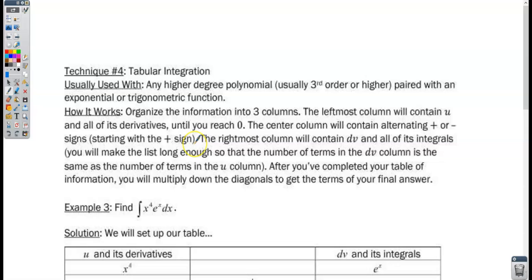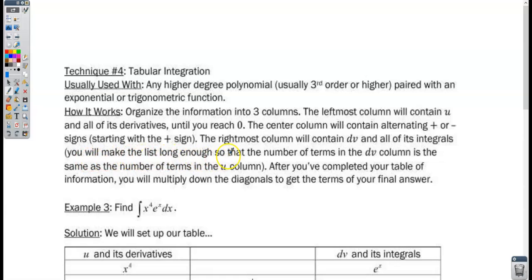And I set up my table for tabular integration a little bit differently from where you might see it in other places. I organize my information into 3 columns. The leftmost column contains u, whatever our u is to start, and then we're going to take all the derivatives of u and put them in that column. And we do that until we reach 0 at the bottom of that column. The center column contains alternating plus or minus signs, starting with the plus sign. The rightmost column contains dv and all of its integrals.